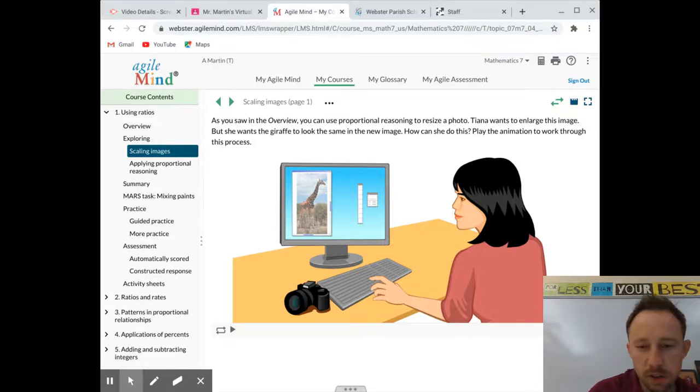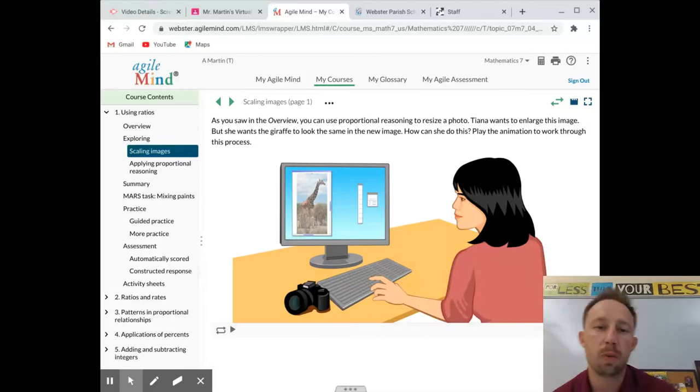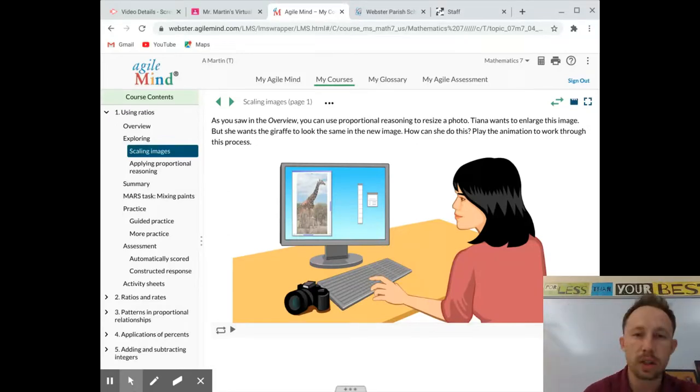All right, so everybody should be on page 5 of their workbook. Today we're going to be working on exploring scaling images. And so we are in block 2 today. And our objective is for us to enlarge and reduce objects using ratio tables and equations.